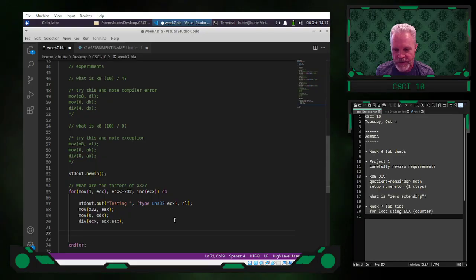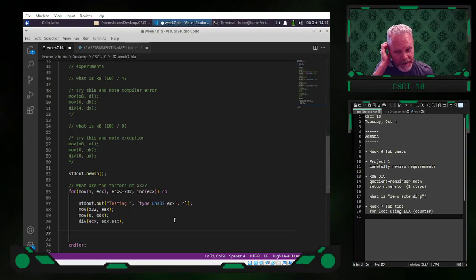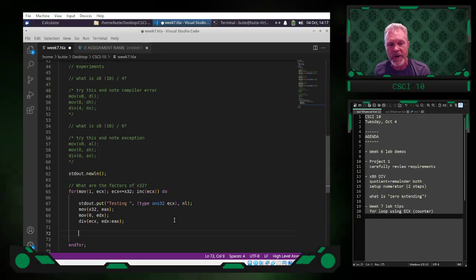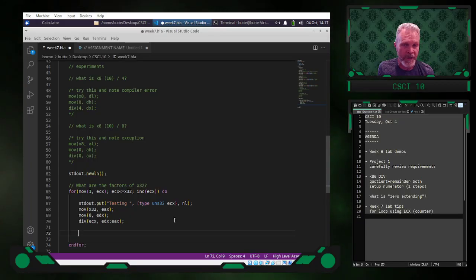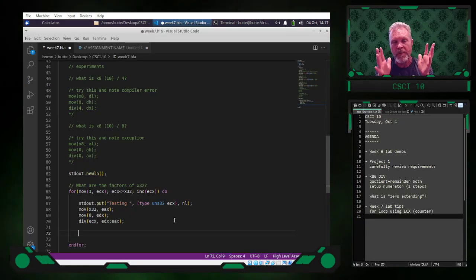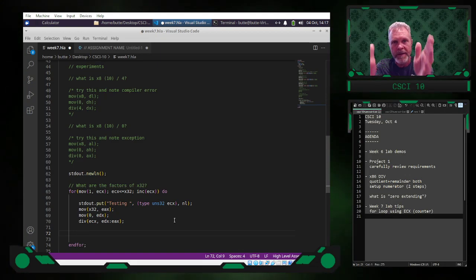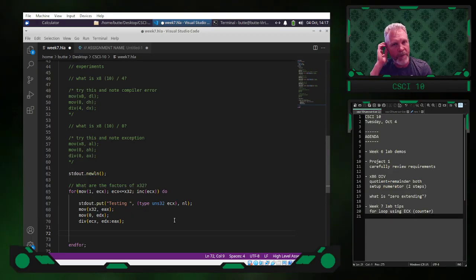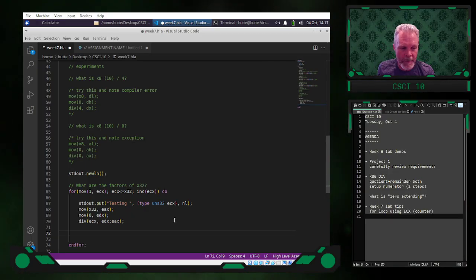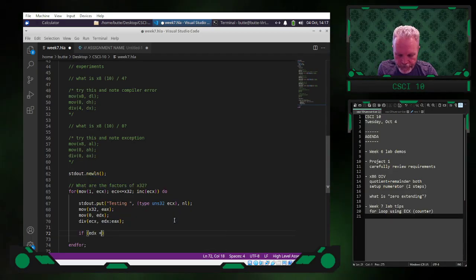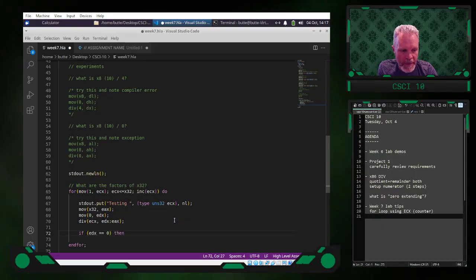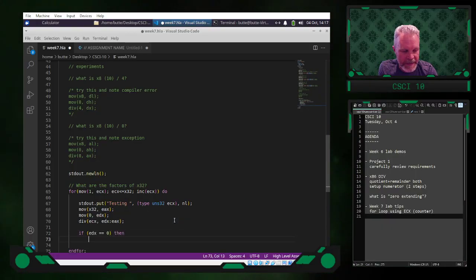It's the D register, and then Druid Dread actually wrote the logic in chat. So if EDX is 0, that means there was no remainder when I divided 31 by ECX, which will be 31 divided by 1, divided by 2, divided by 3, divided by 4. So that remainder part, if I get no remainder, then I have a factor.